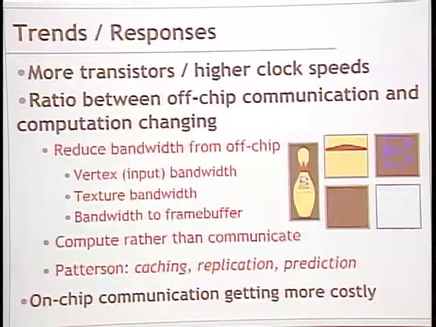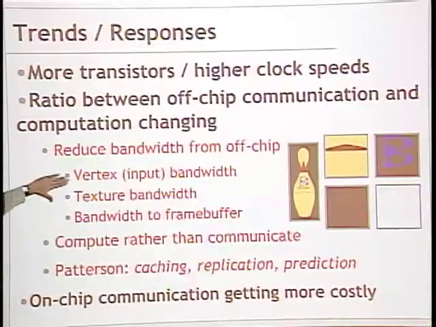The next thing is the ratio between off-chip communication and computation. Computation is getting cheaper, communication isn't really getting cheaper, and so that's an enormous mismatch in terms of technology rates that change the way we're thinking about graphics architecture.